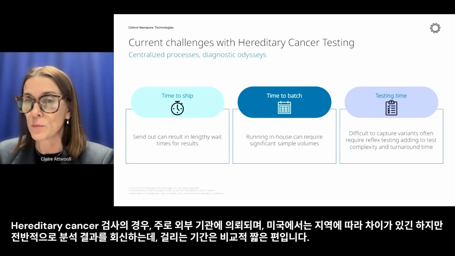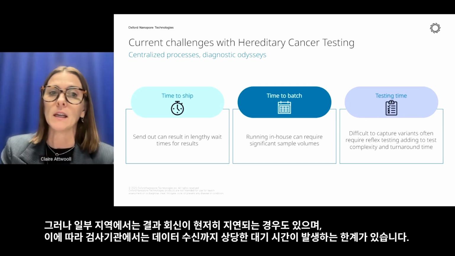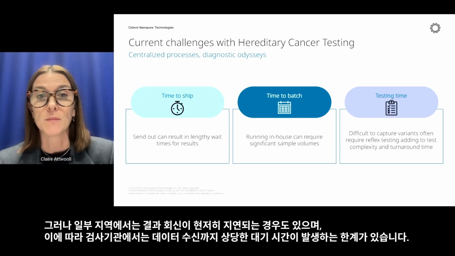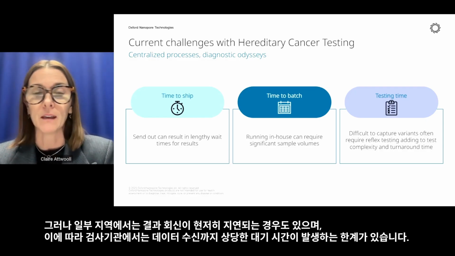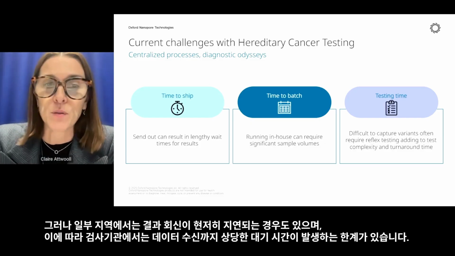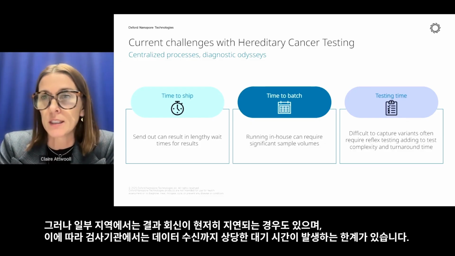the US, it's not such a problem. Turnaround times are quite quick, but there are certainly other regions where turnaround time is much slower. And so the lab is waiting a significant amount of time just to get the data back.